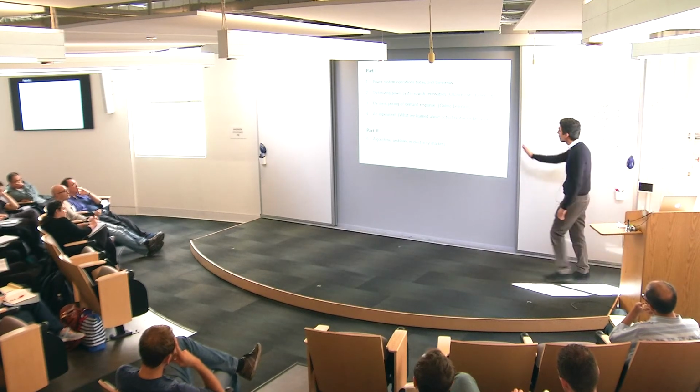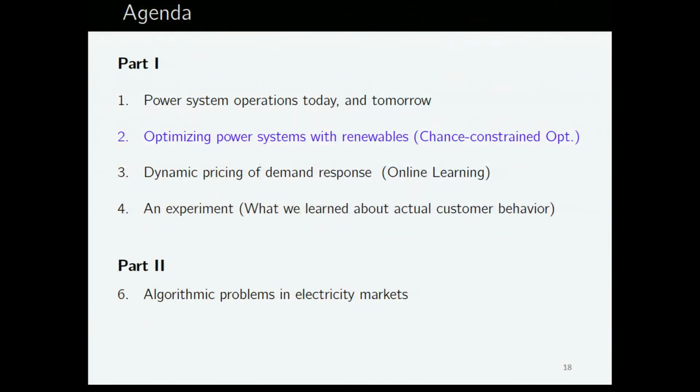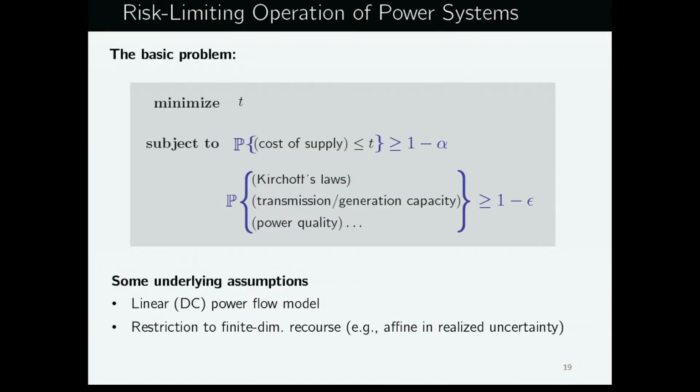Okay, so now, optimizing power systems with renewables. The stylized problem we'll discuss is as follows. I'm not going to open the hood here and unpack all these equations, but this is the basic problem that we'd like to solve. You'd like to minimize the cost you would incur with probability no greater than alpha, subject to your constraints being satisfied with probability at least 1 minus epsilon.